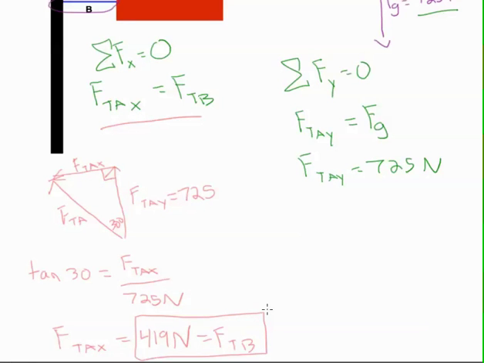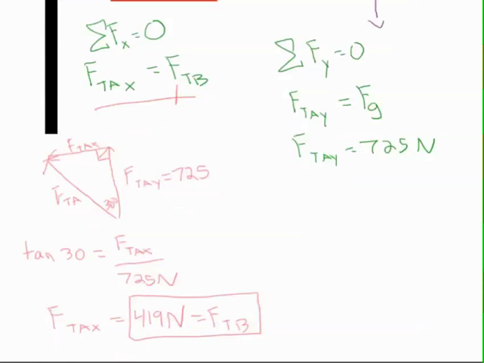If we want to find the hypotenuse, we would use our adjacent to find our hypotenuse, so we would use cosine of theta equals adjacent over hypotenuse. And when you did 725 divided by the cosine of 30, you would get 837 newtons. That's our other answer.